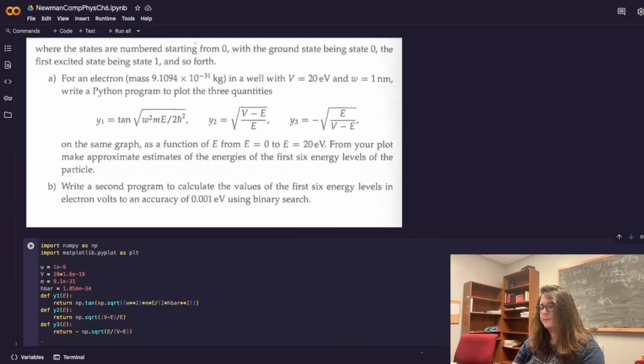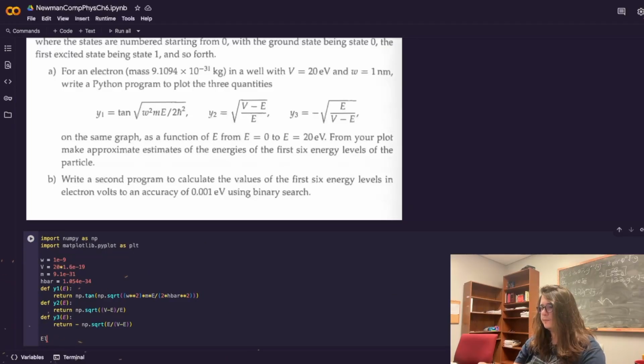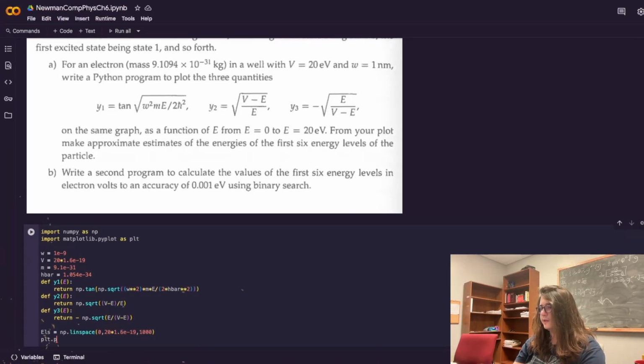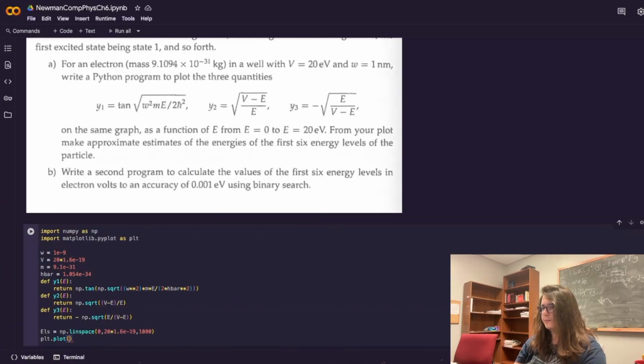We can define an input list for this to run through. I'm just going to call it ELS. It's going to be the linspace between 0 and 20 eV, but I'm going to convert that to joules as well, and then 1,000 points for that for high fidelity. And then also, just do some plot lines now. I'm going to plot ELS, and I am going to actually divide ELS in the plot line by 1.6 e to the minus 19 to convert it back into electron volts for the plot.